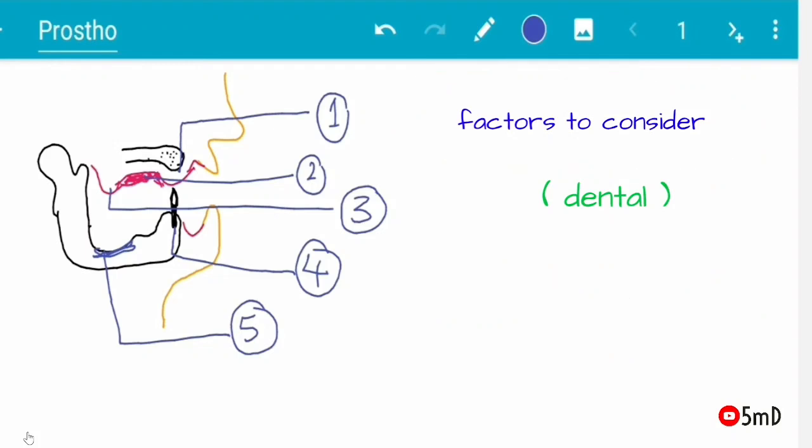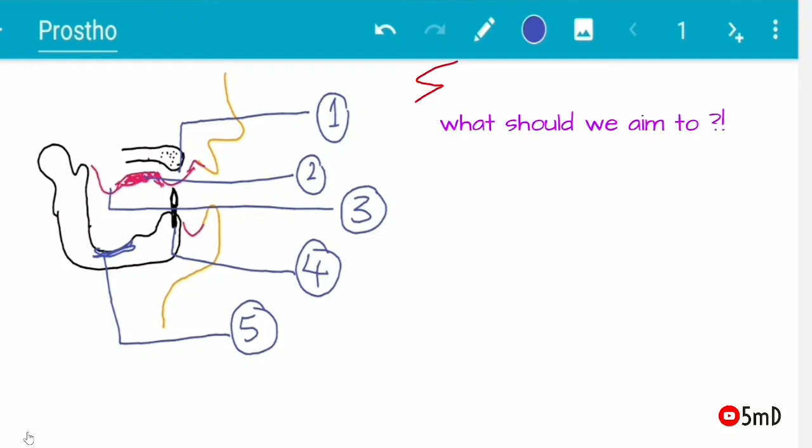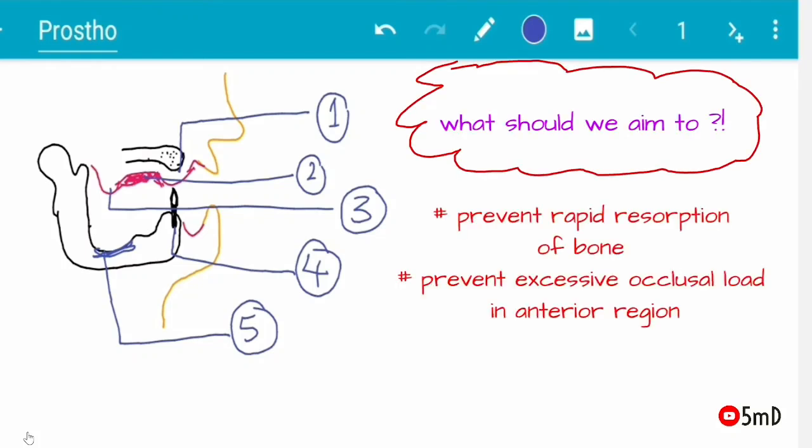for combination syndrome. Now when we take a closer look at it, we could see all these problems start from the basic bone loss in the mandibular distal extension region. So our aim should be prevention of rapid resorption of the bone under this region and also prevention of excessive load in the anterior region, and our treatment should be directed towards this aspect.